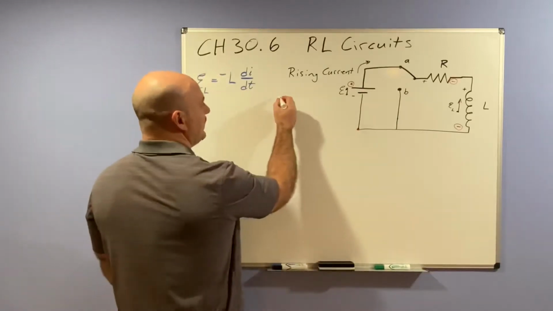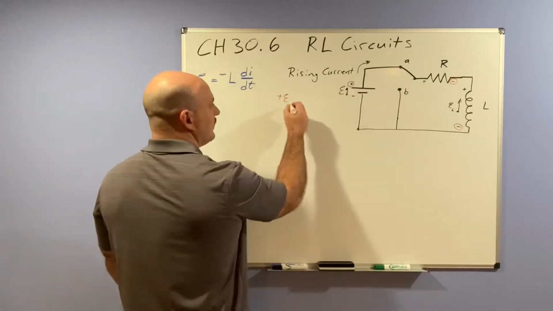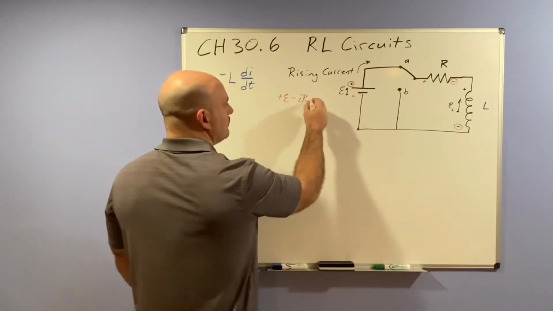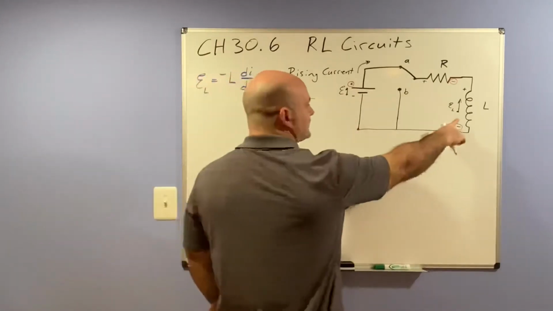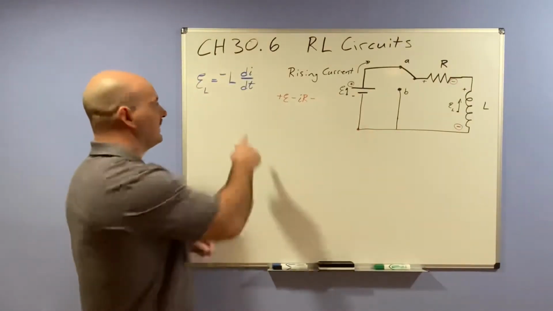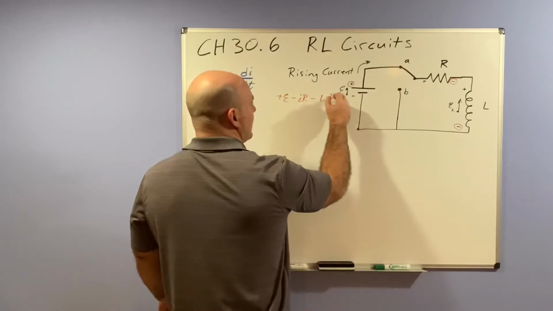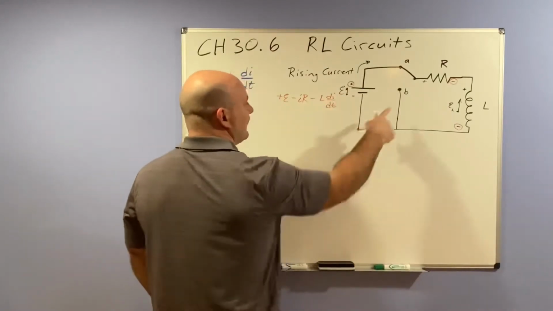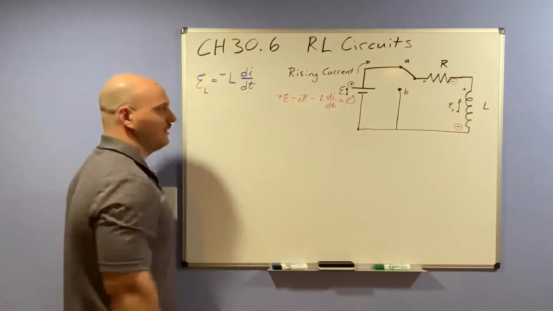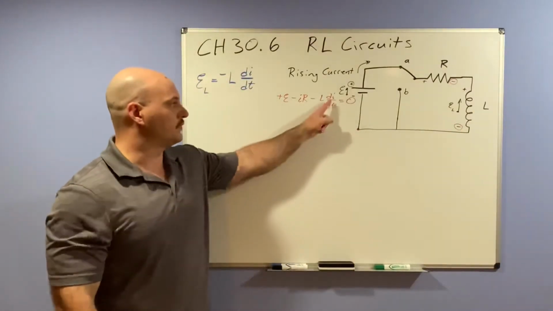So I would have a positive EMF minus the voltage across the resistor, which is IR, minus the voltage across the inductor, which is that self-induced EMF, and that's L di dt. And then I get back around to where I began. We set that equal to 0. This is a differential equation with respect to current.